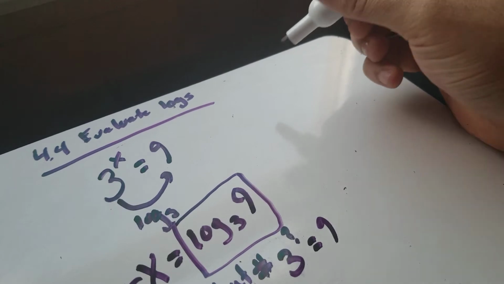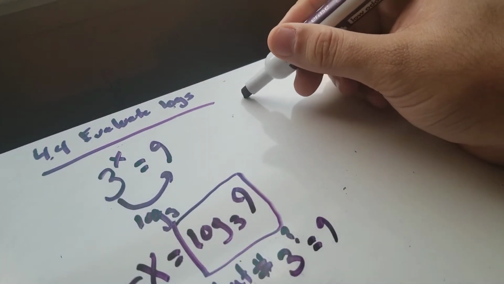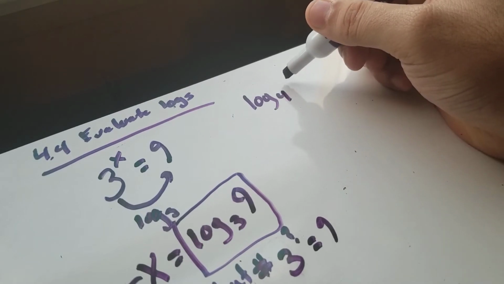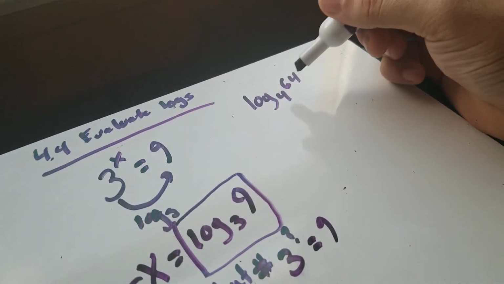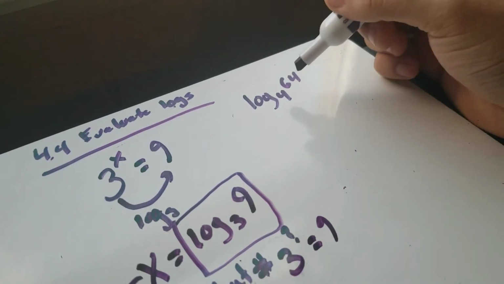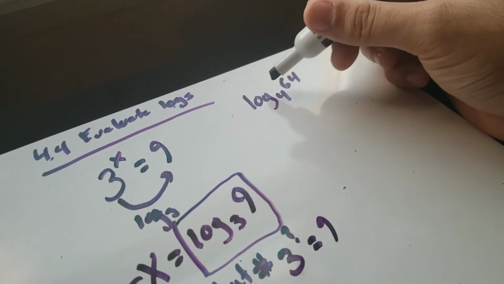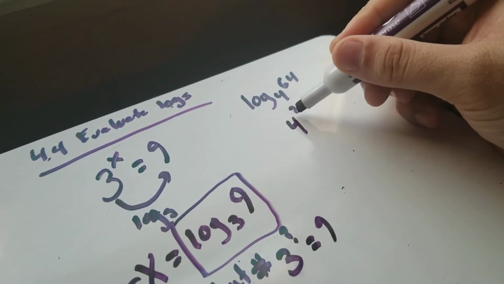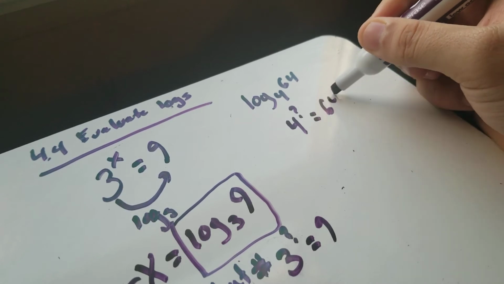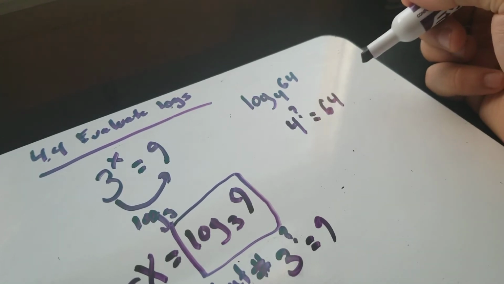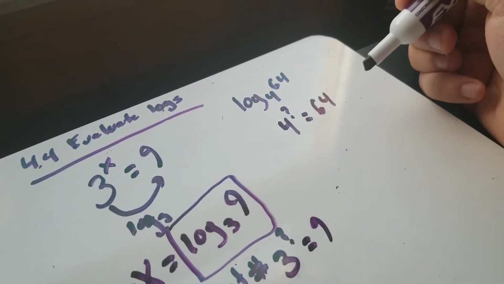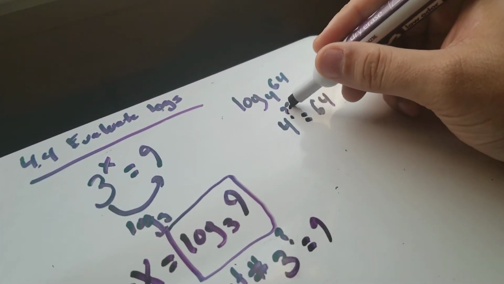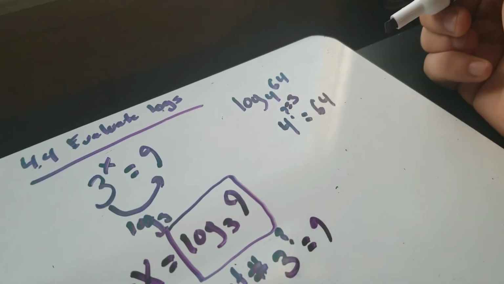So let's do another one. Let's say, what is log base 4 of 64? So first, I want to practice how you word this question. What I'm asking in this situation is, 4 to what power gives me 64? Well, that happens to be 3. So 4 to the third power equals 64.